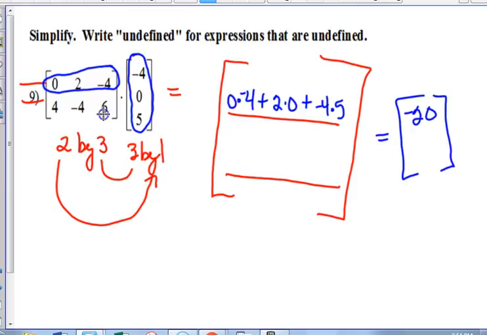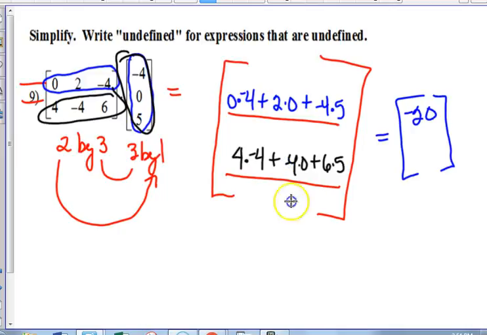Okay. Second row times the same column, yes? We're going to do this row times this column again. So it's 4 times -4 plus what? -4 times 0 plus? Okay. That's -16 plus 30, which is 14 on a good day.